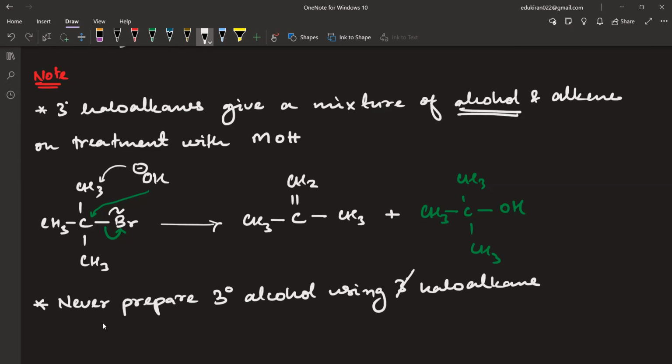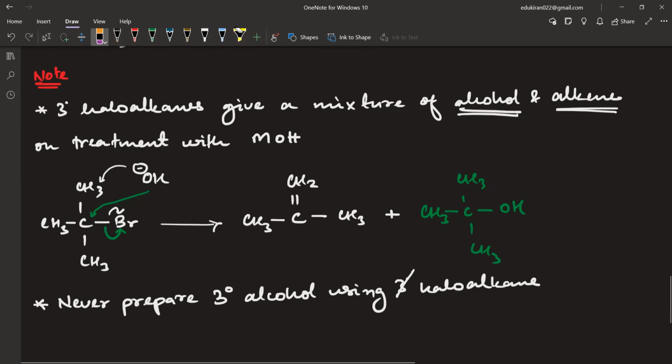Tell me. Sir, can you explain again? I got stuck. Okay, so I'm saying that since it is giving a mixture, that is why we are not preparing alcohol using haloalkanes. Got it? Because whenever we are preparing something, you want it pure. You don't want any mixtures there. You want alcohol, the complete alcohol. Since it is also producing some alkenes here, it is creating a mixture. You got my point? Yes or no?